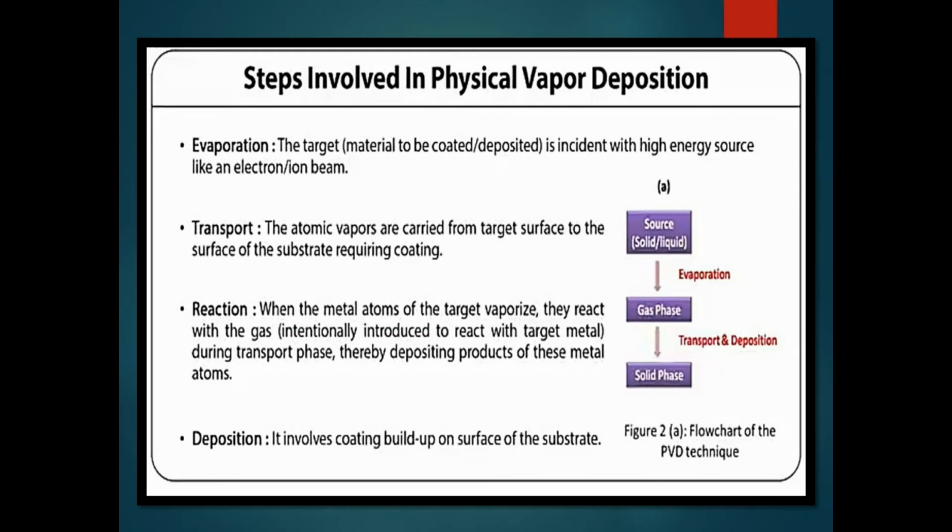Here are some steps which are involved in any PVD technique in order to deposit a thin film layer on any substrate material. Initially, the target is incident with a high energy source which can be an electron or ion beam. The atomic vapors are carried from the target surface to the surface of the substrate which is required to be coated. When the metal atoms of the target vaporize, they react with the gas which is intentionally introduced to react with the target material during the transport phase. Finally, a thin film layer is deposited on the substrate.